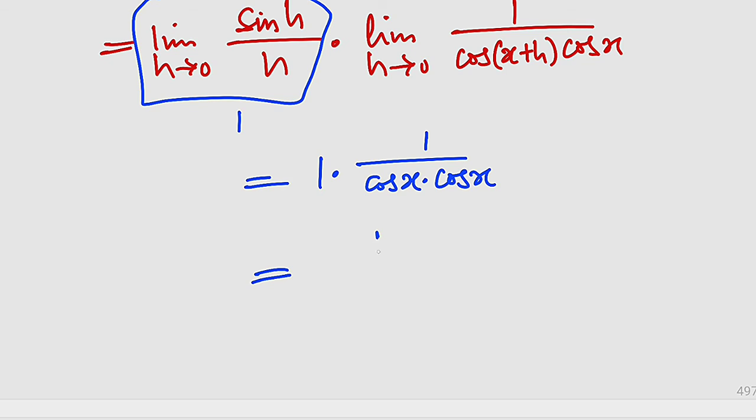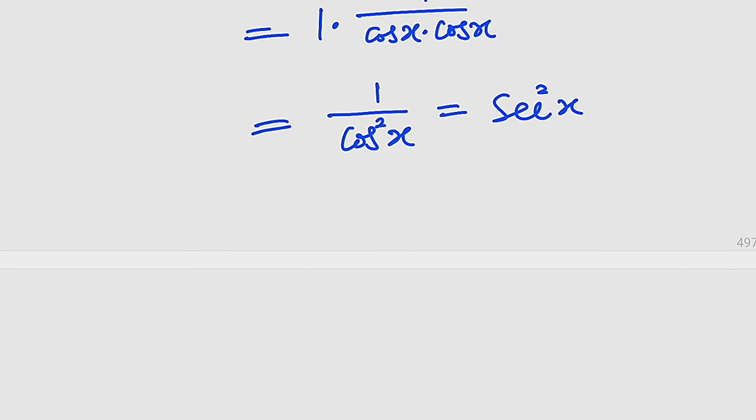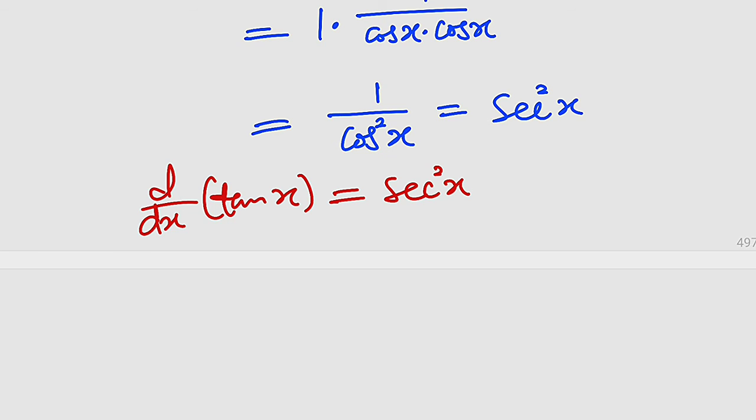This is equal to 1 divided by cosine squared x. So what is 1 divided by cosine squared x? It's nothing but secant squared x, right? So this is equal to secant squared x. Therefore, we conclude that the derivative of tangent x is nothing but secant squared x.